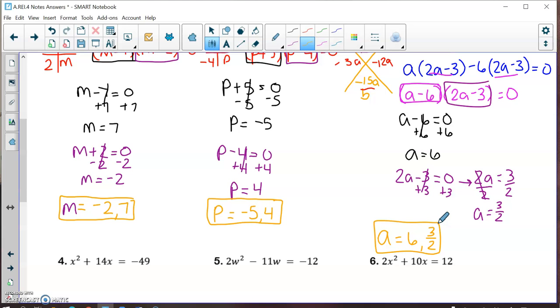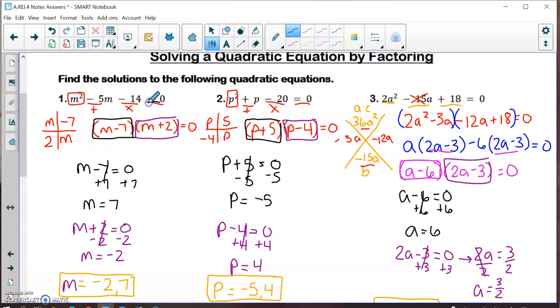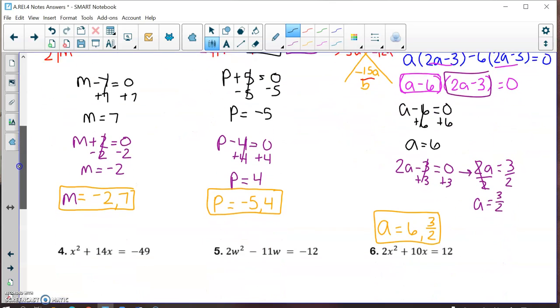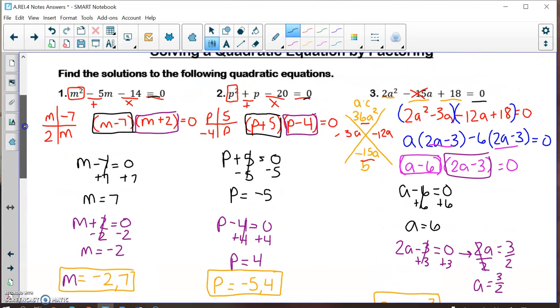All right, looking at number 4, the method of factoring only works when we have our equation set equal to 0. Like in 1, 2, and 3, we already had it set equal to 0. So in 4, 5, and 6, we do not have our equation set equal to 0, but we can get them set equal to 0. For example, in number 4, I can add 49 over to the other side of my equation, and I'd be left with x squared plus 14x plus 49 is equal to negative 49 plus 49, which is 0. And now I have something like I did in number 1.